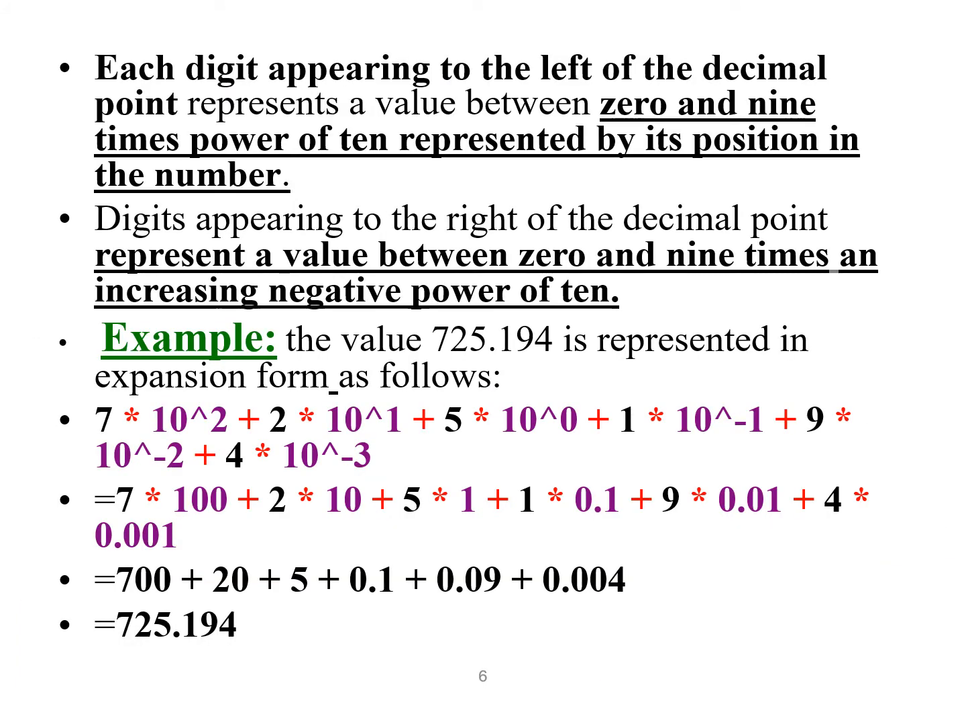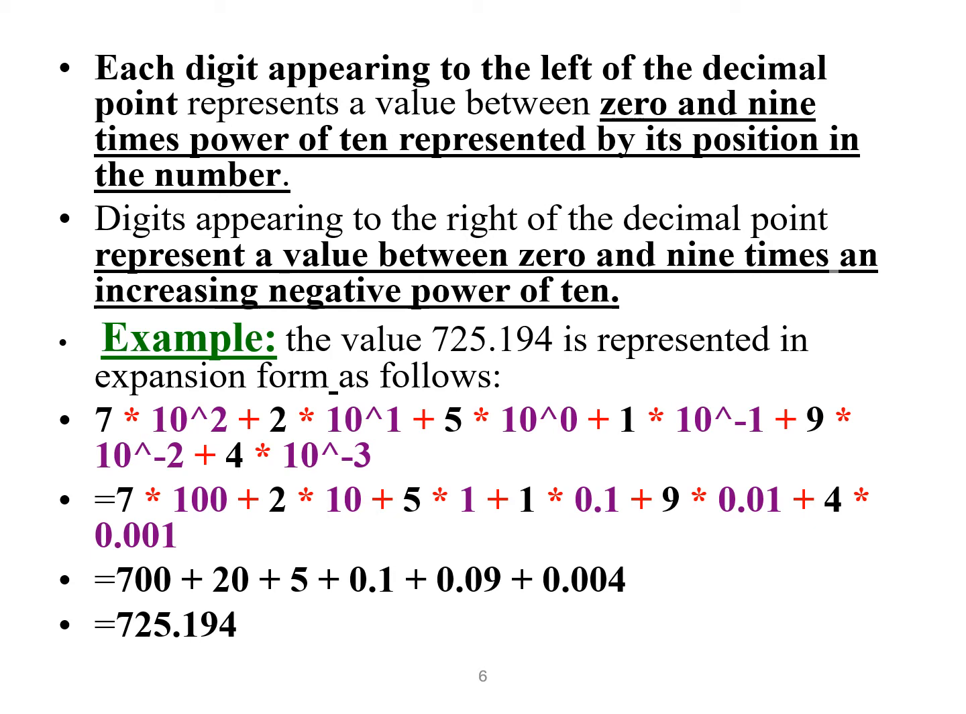Each digit appearing to the left of the decimal point represents a value between 0 and 9 times the power of 10 represented by its position in the number. Digits appearing to the right of the decimal point represent a value between 0 and 9 times an increasing negative power of 10. Example is 725.194, represented in expansion form as follows: 7 multiplied by 10 raised to power 2 plus 2 multiplied by 10 raised to power 1 plus 5 multiplied by 10 raised to power 0.